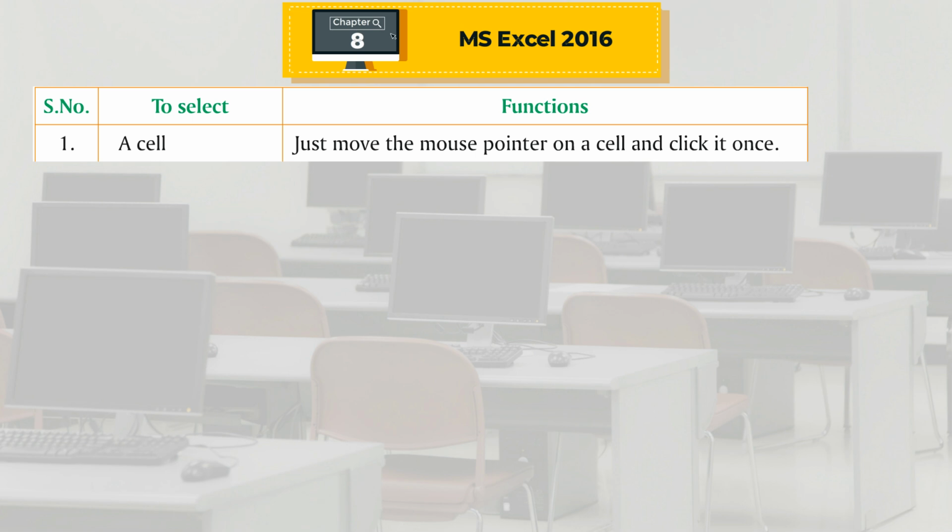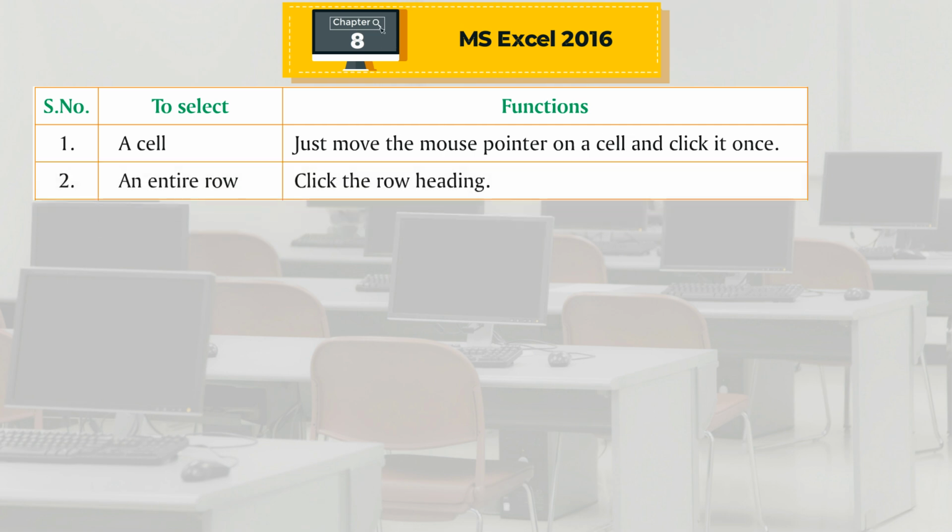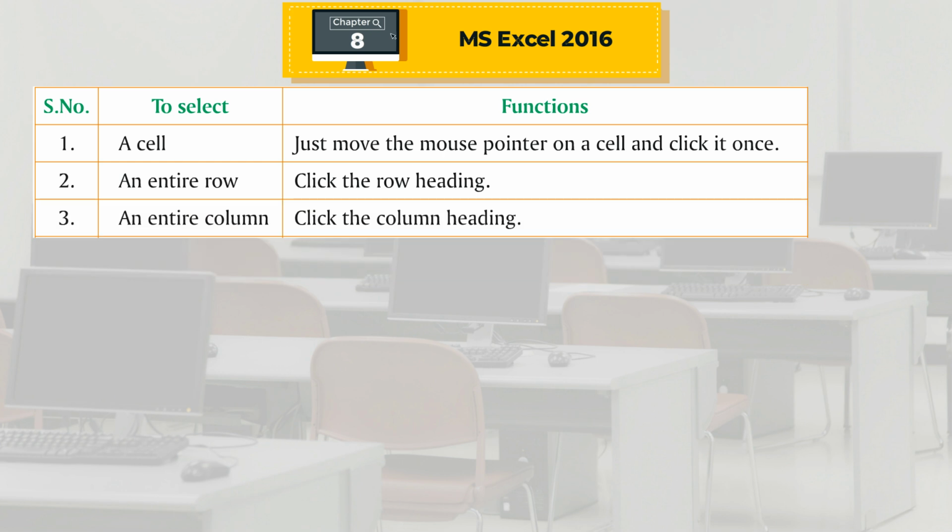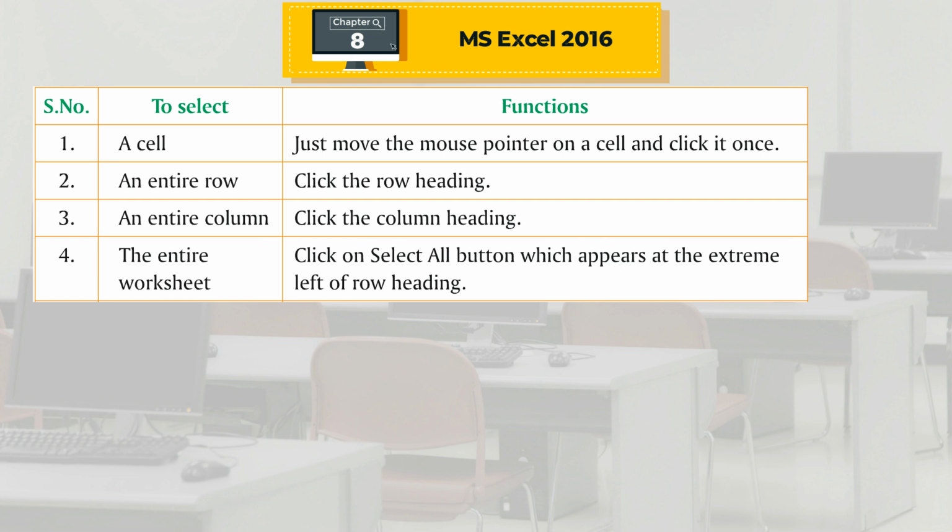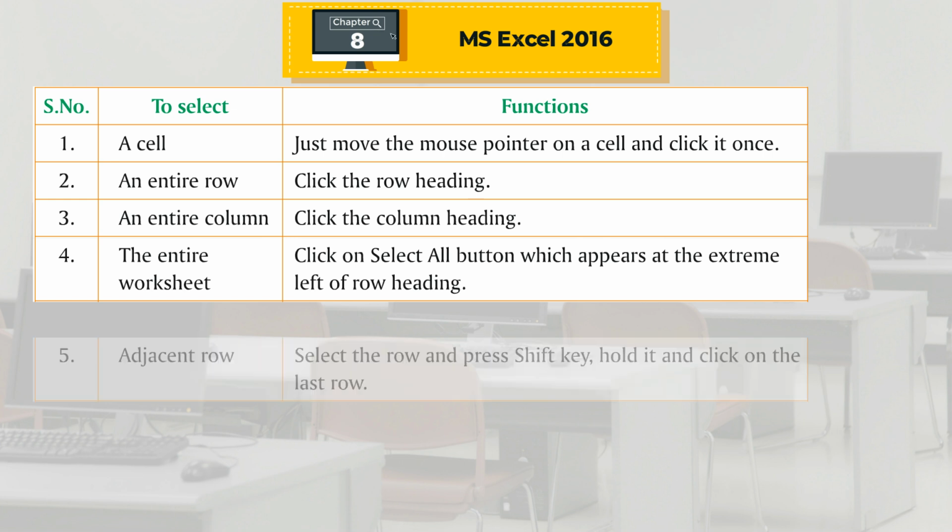1. A cell. Just move the mouse pointer on a cell and click it once. 2. An entire row. Click the row heading. 3. An entire column. Click the column heading. 4. The entire worksheet. Click on Select All button, which appears at the extreme left of row heading.